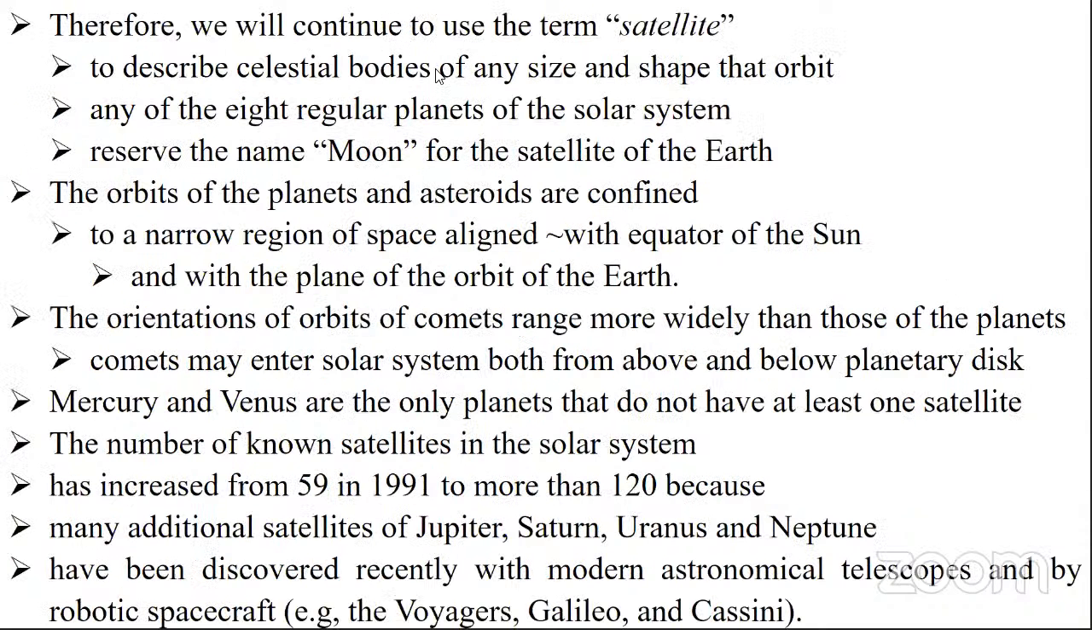Therefore, we will continue to use the term satellite to describe celestial bodies of any size and shape that orbit any of the 8 regular planets of the solar system. Reserve the name Moon for the satellite of the Earth alone. Don't call them the moon of Jupiter or the moon of Saturn. Of course, satellites of Jupiter, satellites of Mars, and satellites of other planets will be there, and they have different names. The word moon refers to the Earth alone.